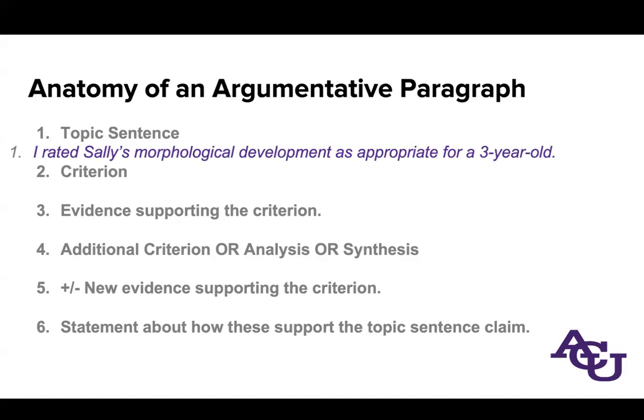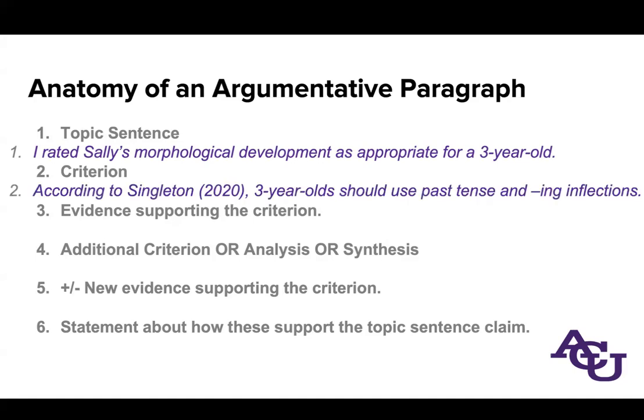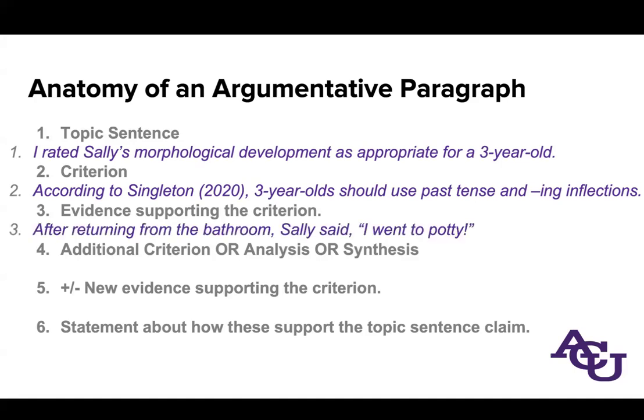For example, topic sentence: I rated Sally's morphological development as appropriate for a 3-year-old. Give us a criterion, the thing that you're measuring against. According to Singleton 2020, 3-year-olds should use past tense and ing inflections. Okay. Evidence supporting that criterion. Singleton wrote that, but what has Sally done to demonstrate that? After returning from the bathroom, Sally said, I went to potty. That's an example of past tense. You could be even more explicit and say, after returning from the bathroom, Sally showed her use of past tense when she said, I went to potty.